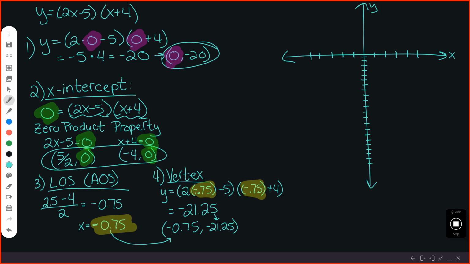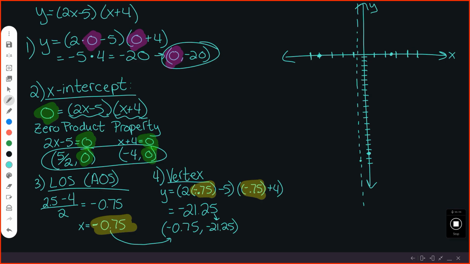Okay, so I'm going to start with my y-intercept, which is 0, negative 20, and that's right here. Next, I'm going to put in my two x-intercepts, which are 2.5 here, and negative 4, 1, 2, 3, 4 right there. Okay, then I'm going to put in my line of symmetry, which is at negative 0.75. And you should always dash that line in to show that it's not really part of your graph. Okay, and then on this line, I'm going to go to negative 21.25, which is going to be right about here.